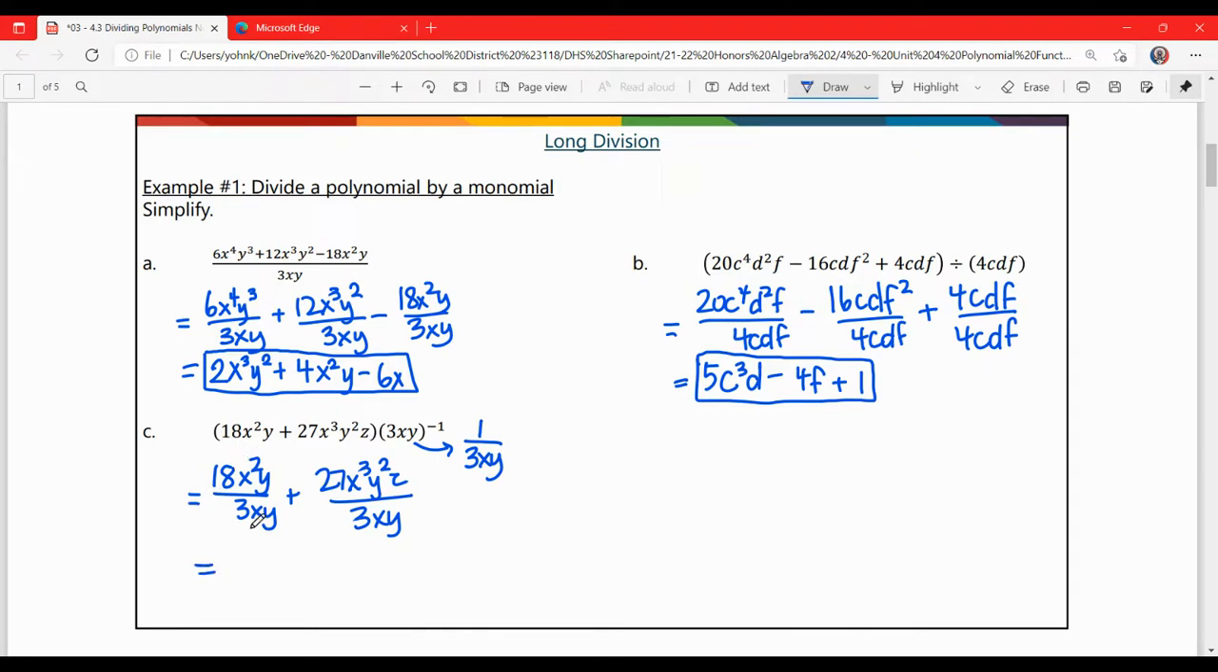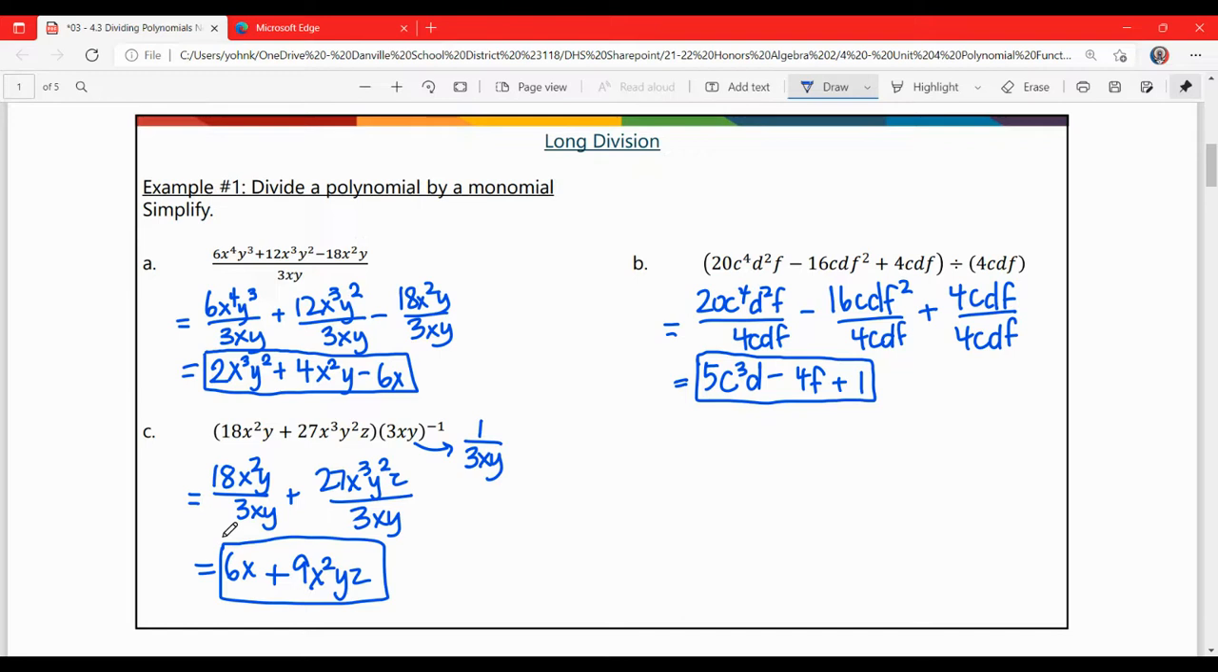So I have 18 divided by 3, that's 6. I have x squared divided by x, which is x. And I have y divided by y, which is 1. Plus, then I have 27 divided by 3, which is 9. I have x cubed divided by x, which is x squared. I have y squared divided by y, which is y. And I have a lonely z. No like terms, nothing to smush together.